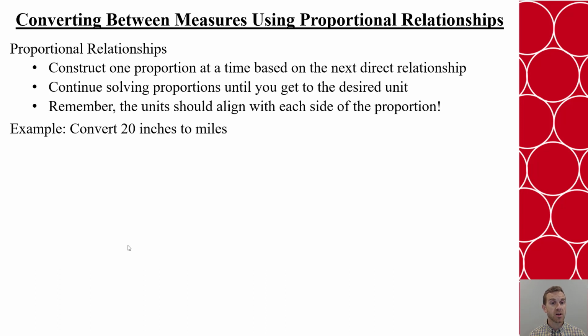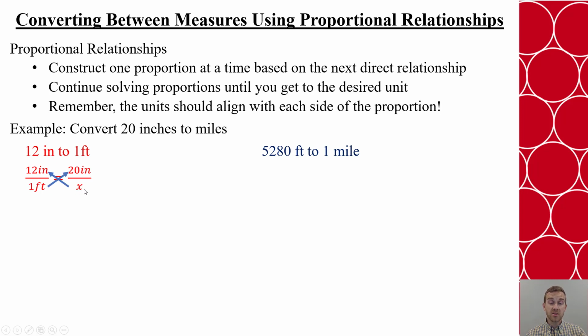For example, say we want to convert 20 inches to miles. We can't go directly from inches to miles. We're going to need to go from inches to feet and then feet to miles. That's going to require us to do 2 proportions. We know that there are 12 inches in 1 foot. So if we use that as one side of our proportion, we set up the other side to match with the information we have. So 12 inches to 1 foot is equal to 20 inches over x. So we line up our inches and we align our feet.